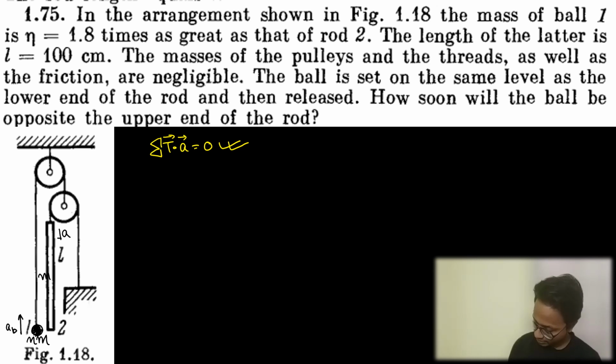So let me apply T dot A. Out here there is a tension force, and out here there is a tension force. These two tension forces would combine to become 2T out here.